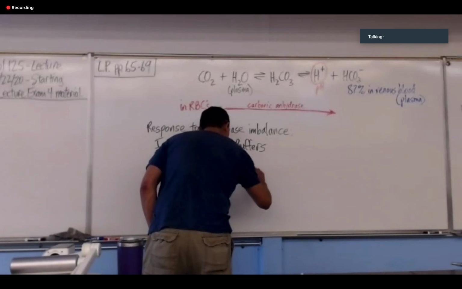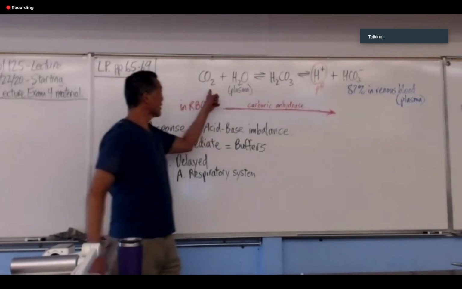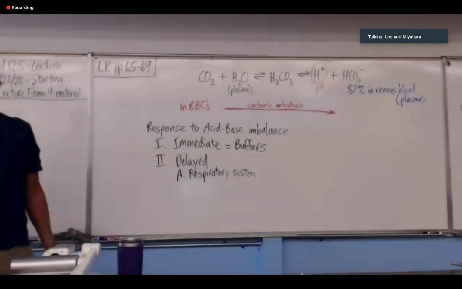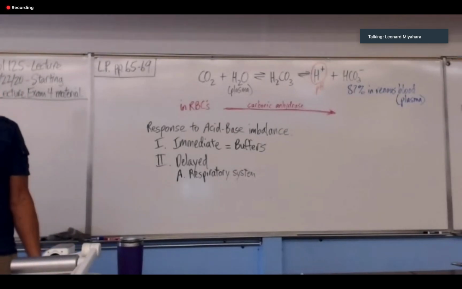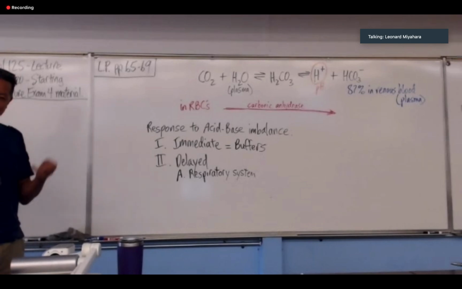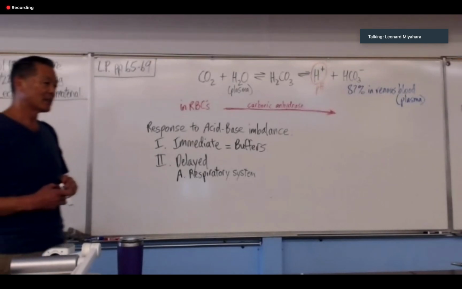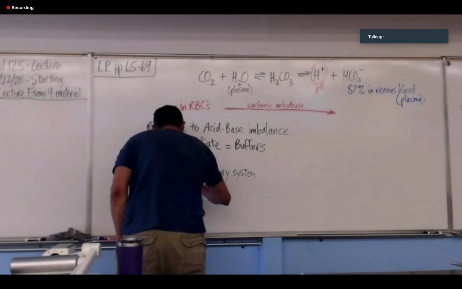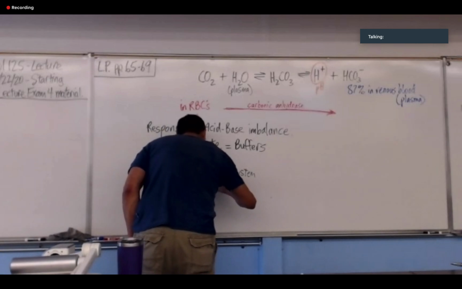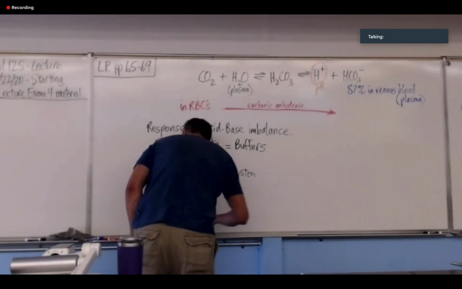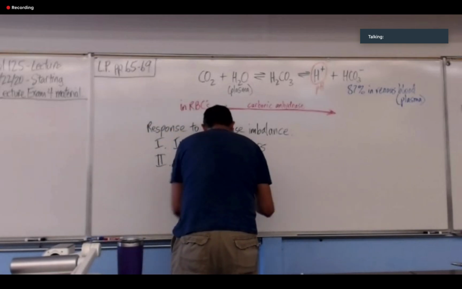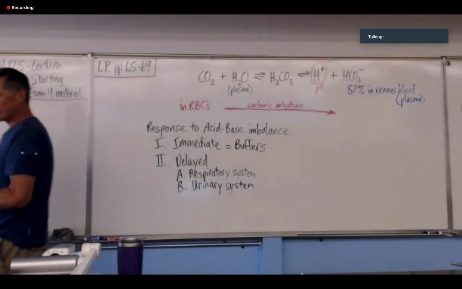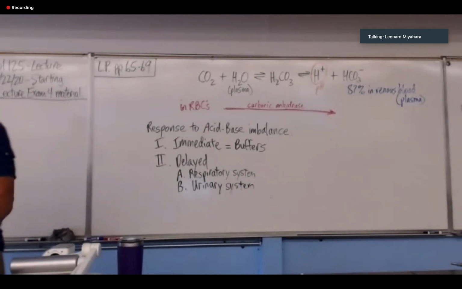You just alter how much CO2 you blow off. You can either increase it or decrease it depending on your pH. If you're too acidic, you're going to hyperventilate. If you're too basic, you're going to slow down your breathing and build up CO2 to offset the basic pH. That's pretty quick, but not as immediate as buffers.